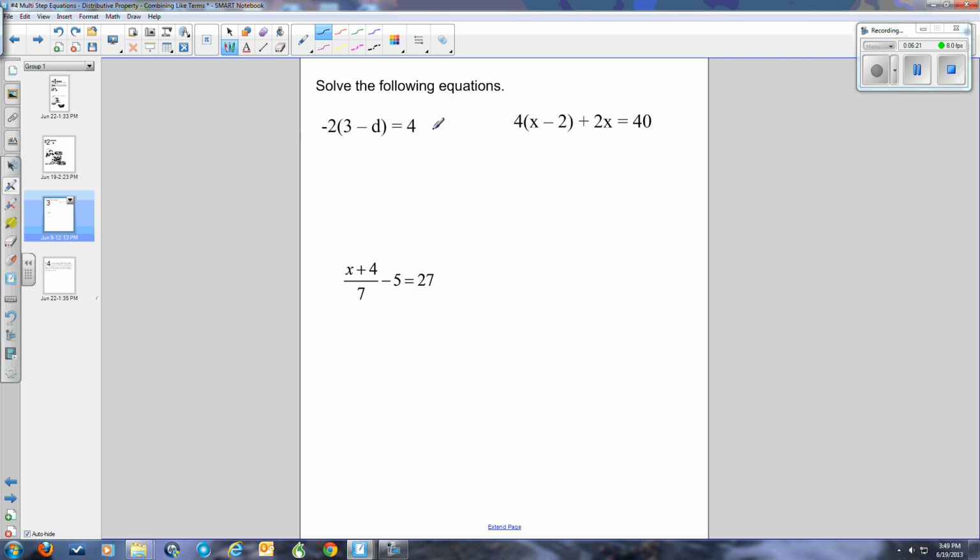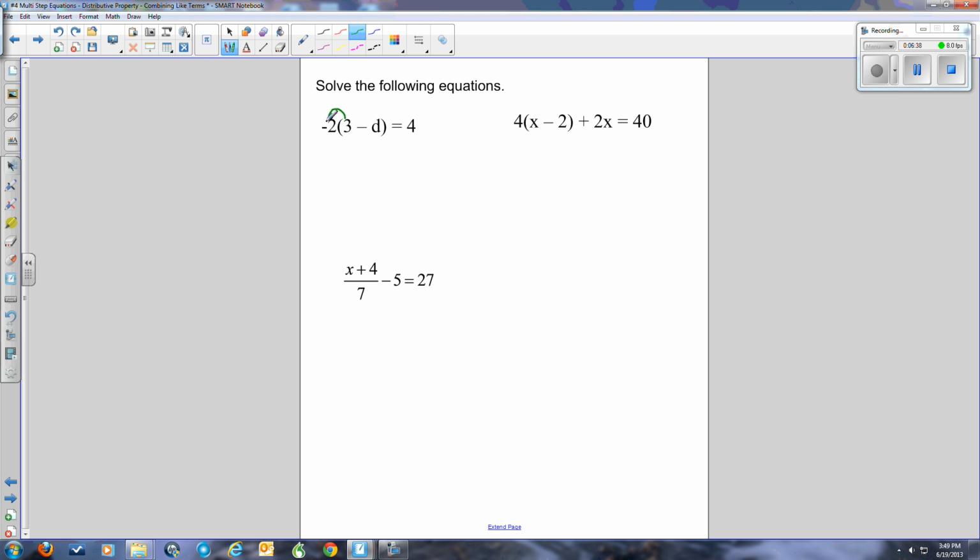Okay, so we want to solve these equations, and we want to use what we know now about combining like terms and the distributive property to solve them. So let's go ahead. The first one, negative 2 times in parentheses 3 minus d equals 4. We're going to distribute the negative 2 through the parentheses.